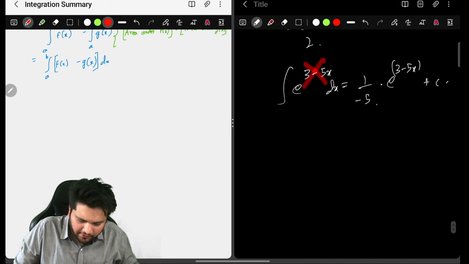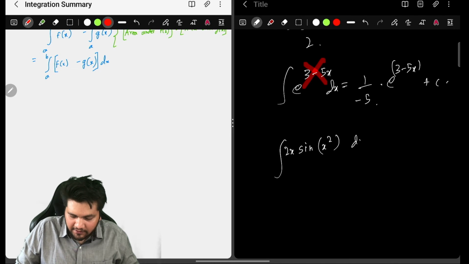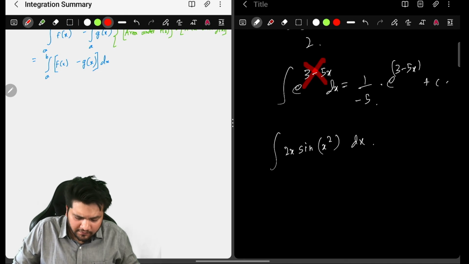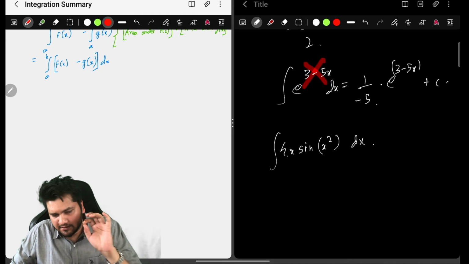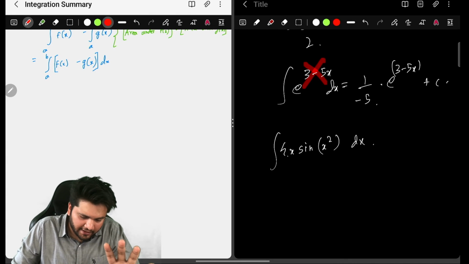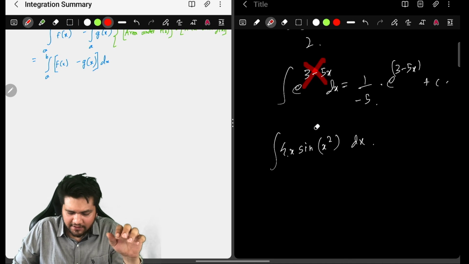And there is one final function type which they may ask you. For example, sine of x square into 4x dx. Now this is a composite function, obviously, function under function. Now the thing is, there is no chain rule for integrals, but again, we're going to use the same procedure. We need to understand whether it's a composite function or not.